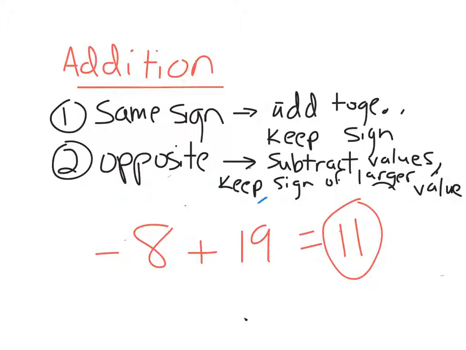And again, looking at it as money, if I owe $8 and I have 19 in my pocket, then I can pay for that item and I will leave that store still having $11 in my pocket.